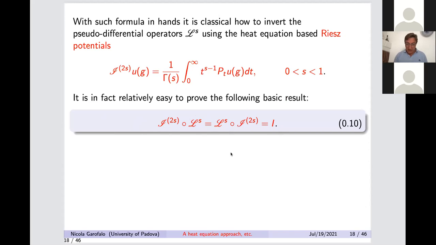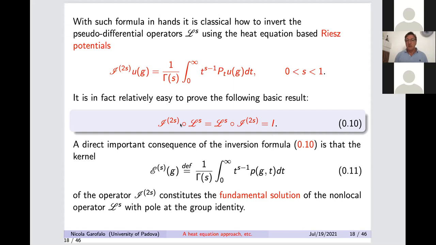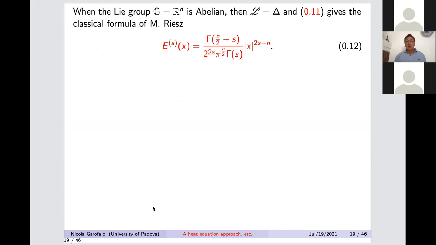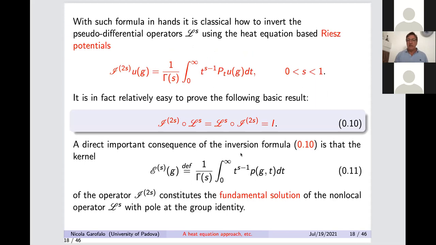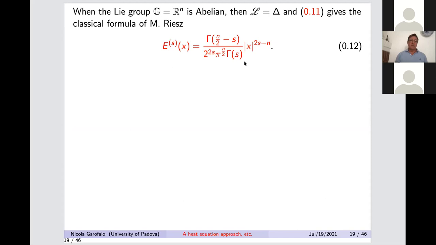Now, when you look at this formula and you start working on it, you realize that this is not a big deal, it's relatively easy to prove this formula, okay? So a direct important consequence of this inversion formula is that the kernel of this Riesz potential represents the fundamental solution of the non-local operator L^s. And in fact, when we go back to the familiar R^n, where the horizontal Laplacian is nothing else than the standard Laplacian, then this identity produces as a fundamental solution this explicit function here. And this is a classical form that Marcel Riesz had proved in a different way in his pioneering 1937 paper.